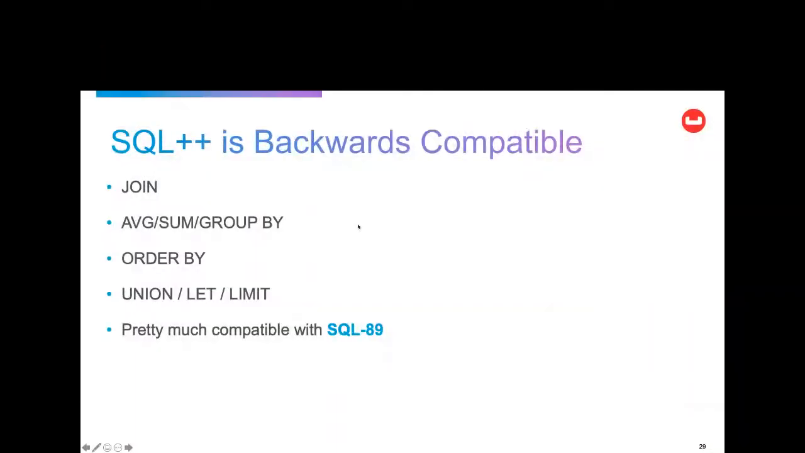Essentially, SQL++ is backwards compatible. So you have joins, you have group bys, you have order bys, you have union limits. So pretty much everything that you're used to in SQL-89, which is what most of us are used to, you can do with SQL++, the same syntax.